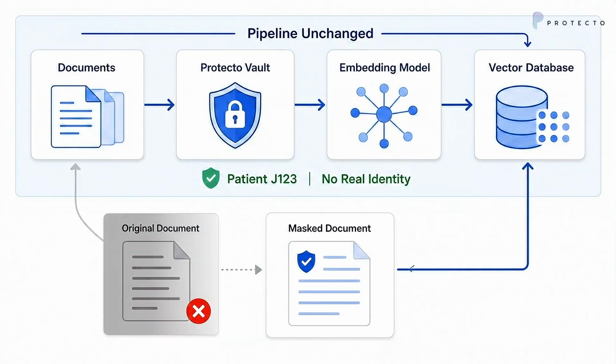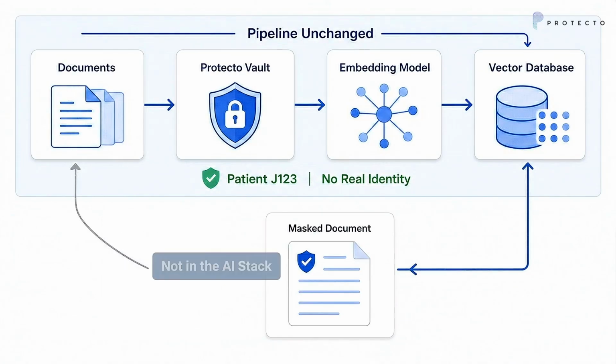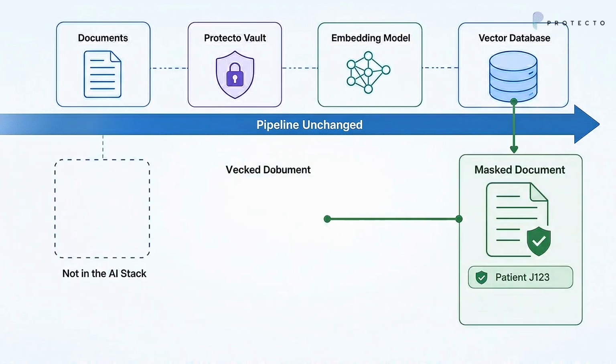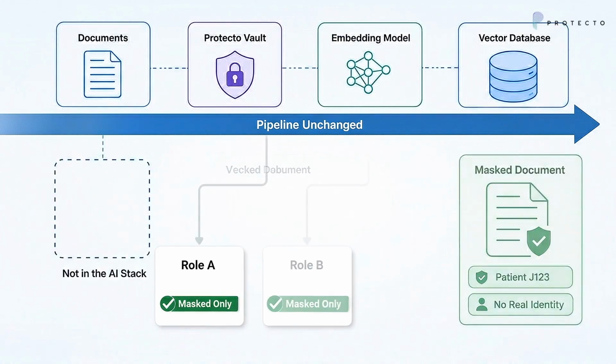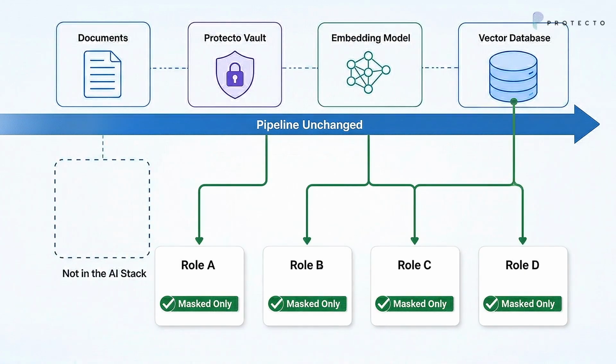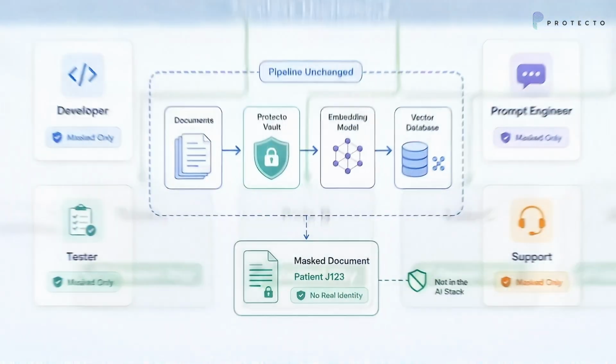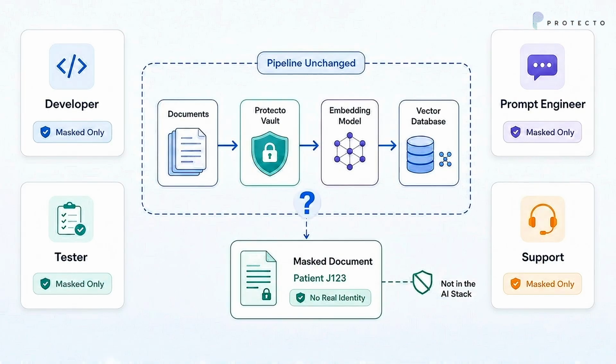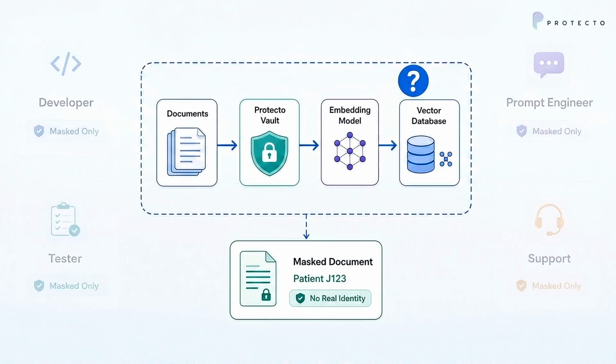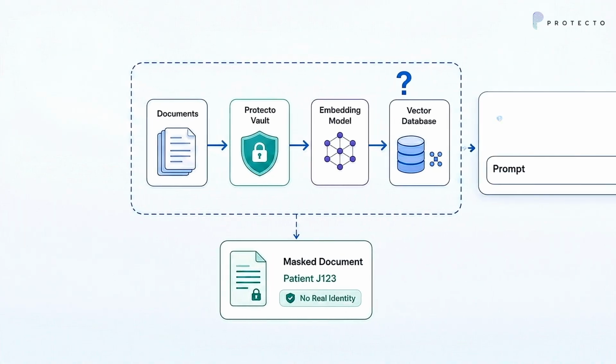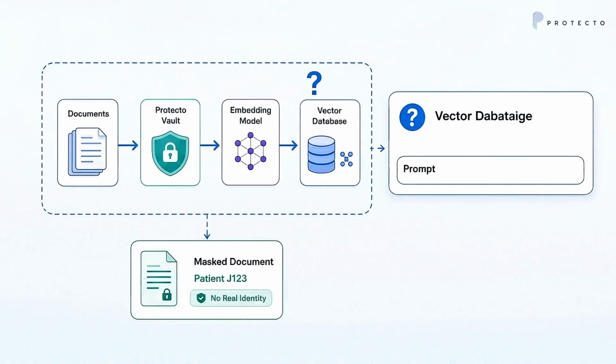From this point forward, the real patient record isn't in the AI stack. Not in the embeddings, not in the index, not in anything a developer, tester, or support engineer could open and read. That raises the exact question anyone building this would ask next. If the database never learned Jane Davis's name, how does a real question about her ever find the right file?